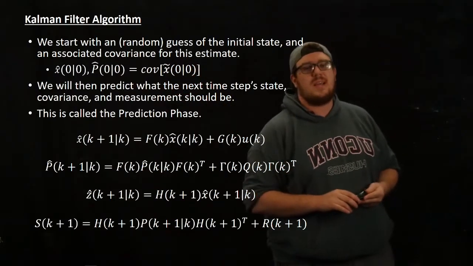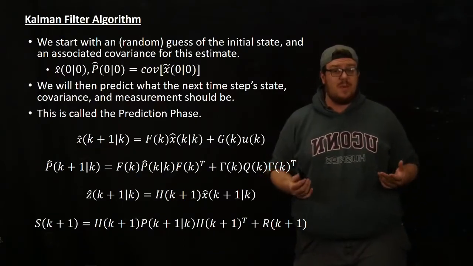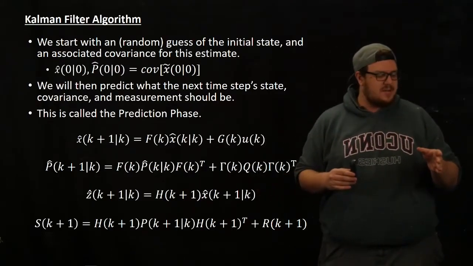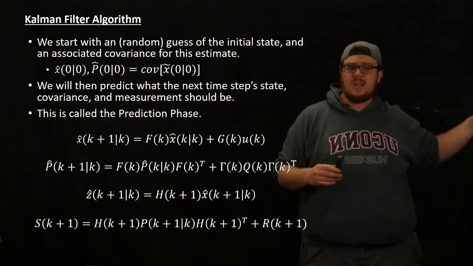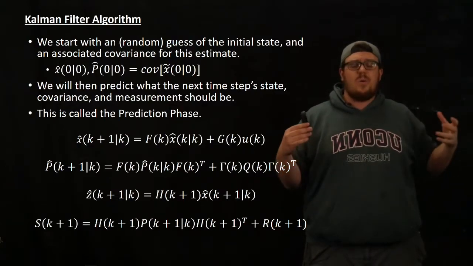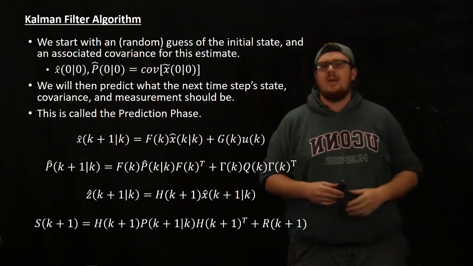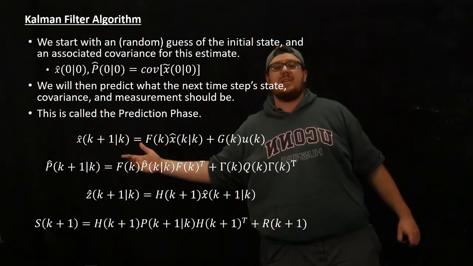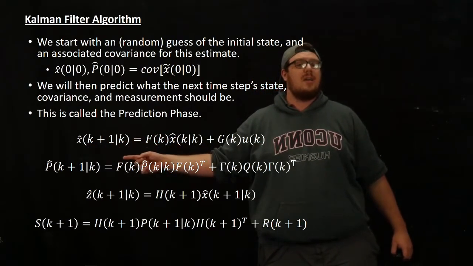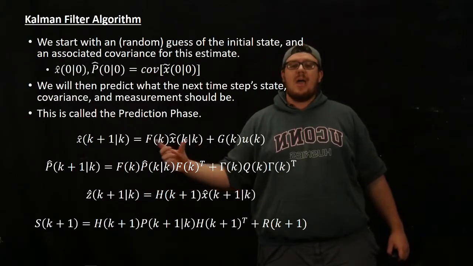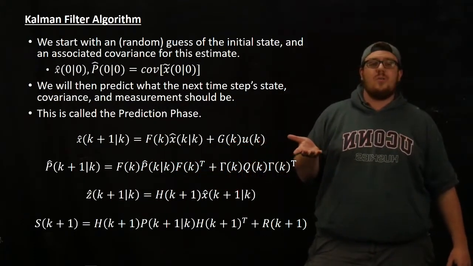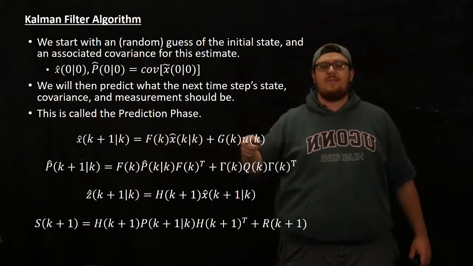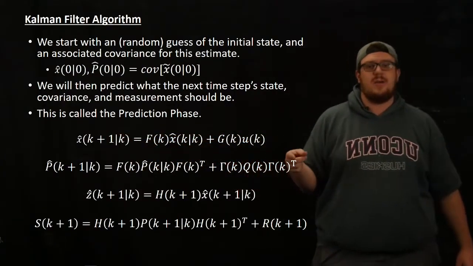We then predict what the next time step state and covariance should be. This is called the prediction step. We have measurements at a certain time, but we haven't gotten the next measurement for the time we're trying to get information about. So we're going to predict the next step. The estimate, x hat at time k plus 1 given all of the information up to time k, is literally you just take your previous estimate and propagate it with the equations. You don't know the noise, so you leave that out. That gamma v of k that was over here, we leave that out. You just propagate it forward using the state update equations.